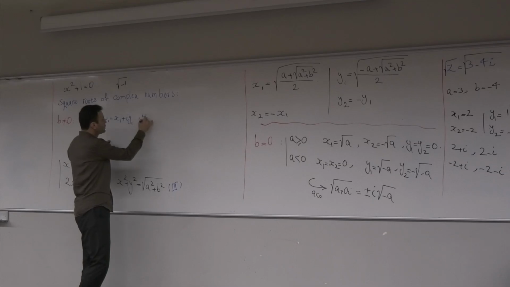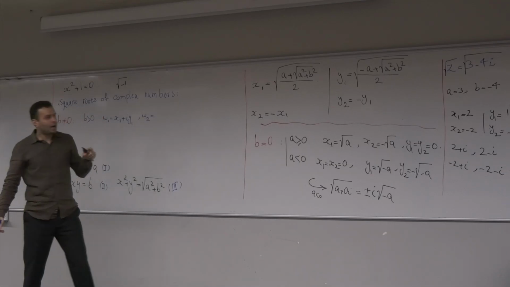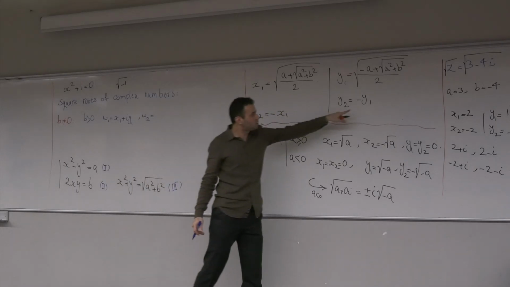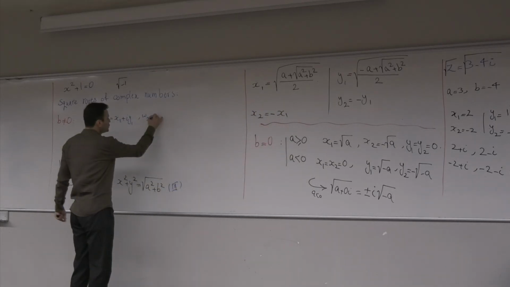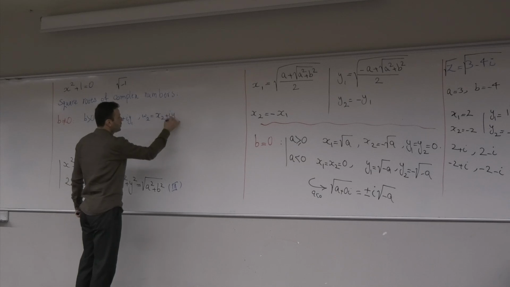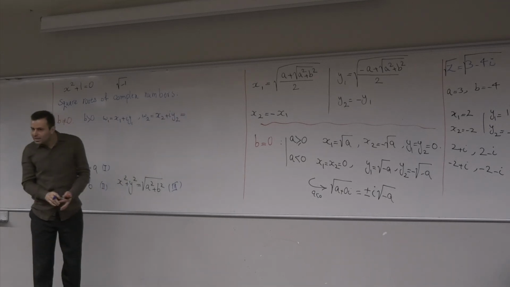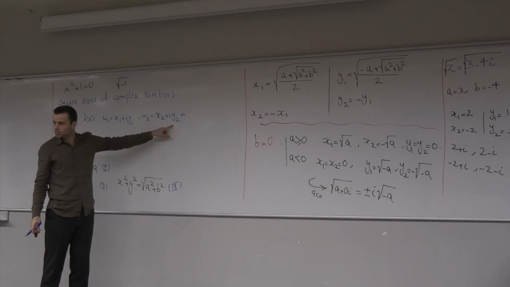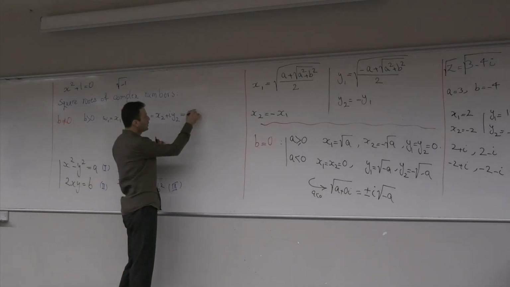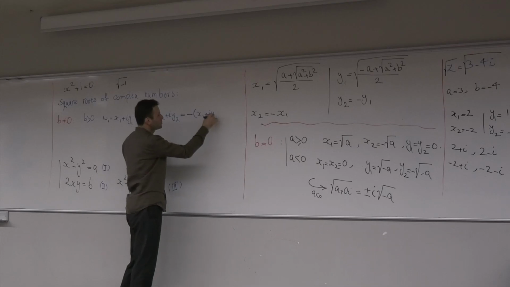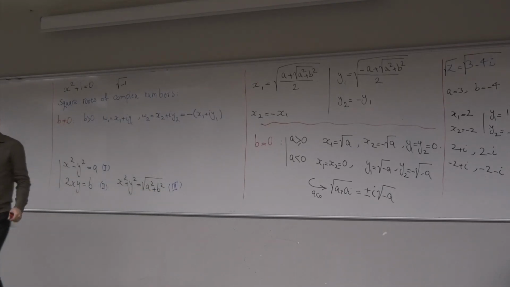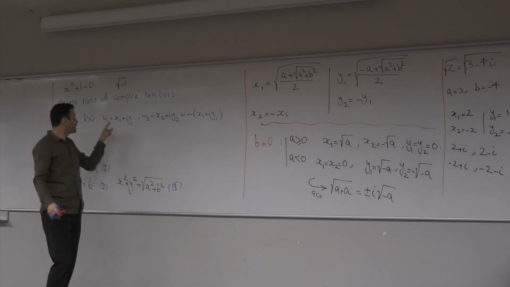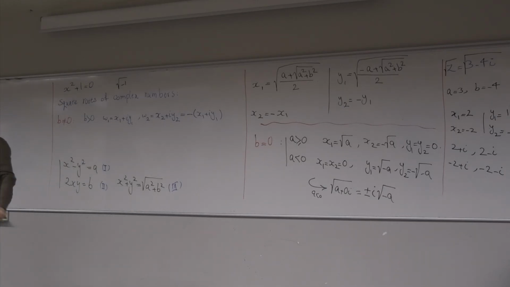What about the other option? If I'm selecting this one, which is a negative number, I need to also select this one, which is a negative number, which is going to be x2 plus I y2, which I can write as, what is x2? Minus x1. What is y2? Minus y1. And I can write this as minus of x1 plus I times y1. So it is going to be the negative of x1 plus I y1. Okay?